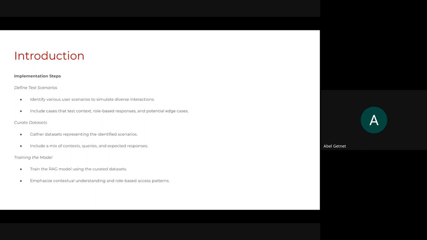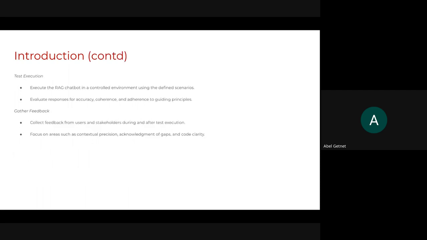The other step is to train the model, which outlines the process of training the chatbot or the RAG model using user-curated datasets or the test datasets to emphasize contextual understanding. So these are some of the implementation steps. We can also do test execution, which describes the controlled environment for RAG chatbot execution, which we mentioned before. This is like the test dataset.